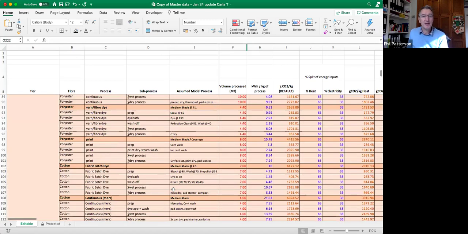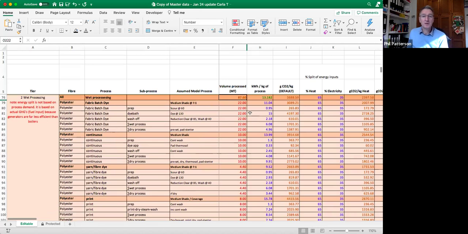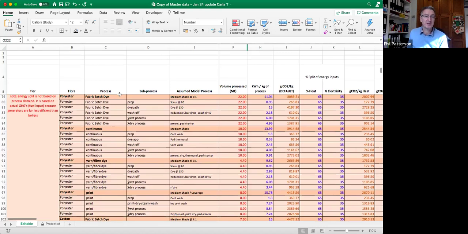So what we have in the data file, we have got the kilowatt hours per kg. So in this case, for polyester fabric dyeing, we've got a model process using a scour at 60, a dyeing at 130, and a reduction clear and a wash. We've got the individual sub-processes also split out to look at the energy use per sub-process, and we calculate the grams of CO2 default per kilogram processed.